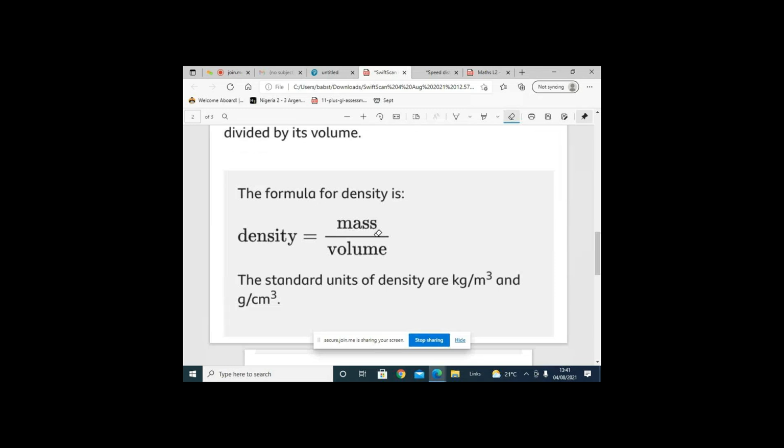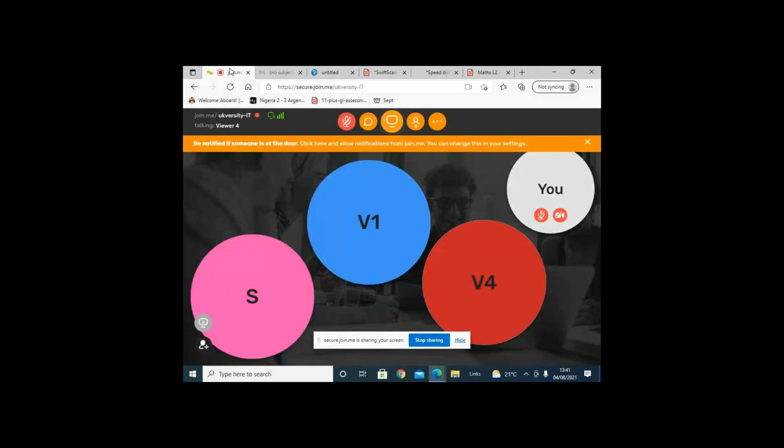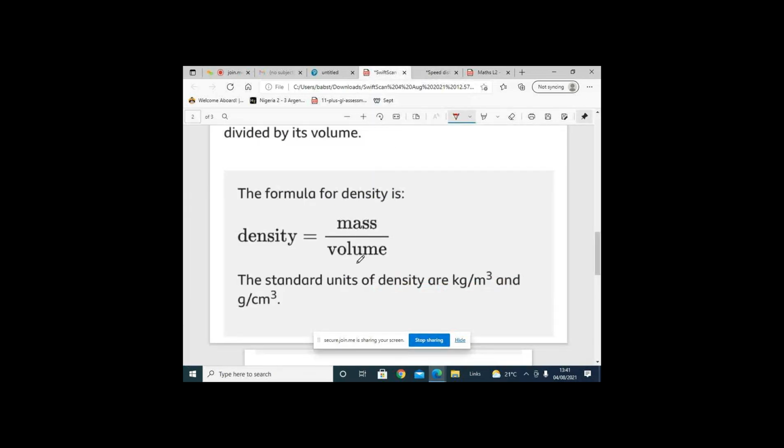And the formula is this. Density equals mass over volume, equals mass divided by volume. That is density. So please take note of this formula. So mass will be equal to what? Density times volume. And volume equals what? Mass divided by density. So take note of this formula very well.